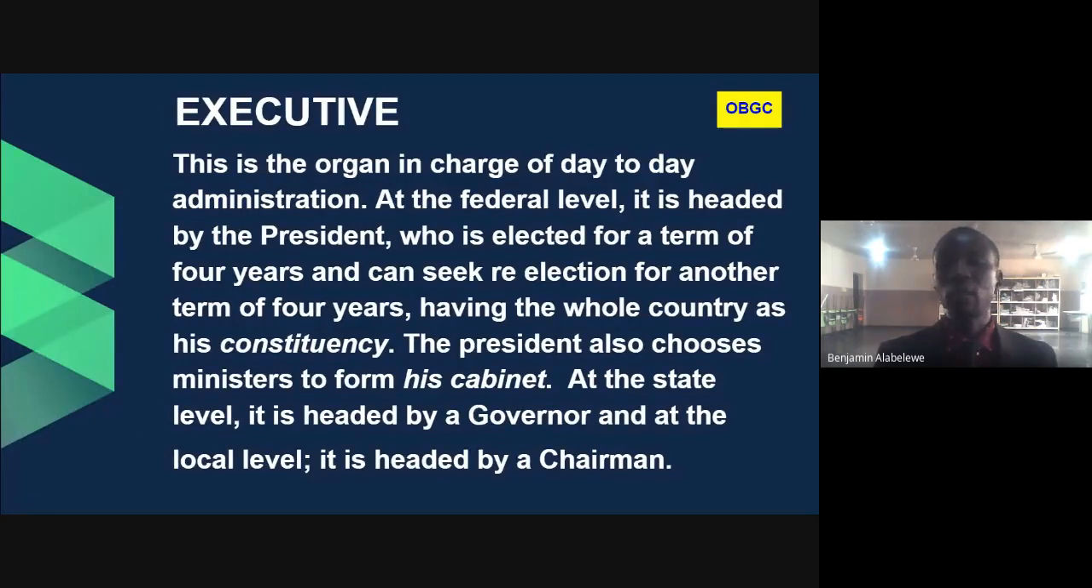He is elected into office for a fixed tenure of 4 years because we operate a Republican government, right? And he can still seek re-election, if he is not impeached, for another tenure of 4 years. After which, even if the people want him, he must step aside and later come back. Of course, he has the whole country as his constituency.